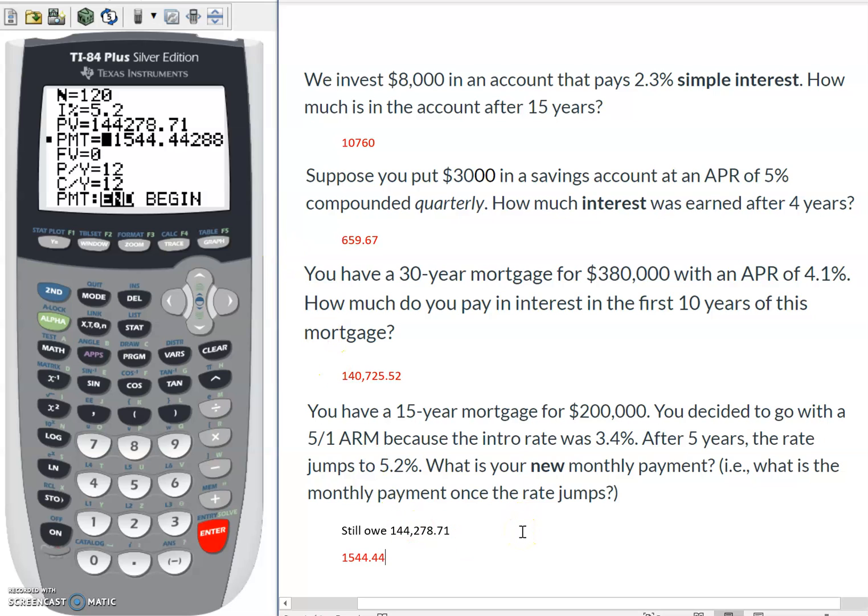So hopefully that works. Hopefully that makes sense. Hopefully these problems make a little bit more sense, because you will be seeing ones that are very, very similar on the final exam.